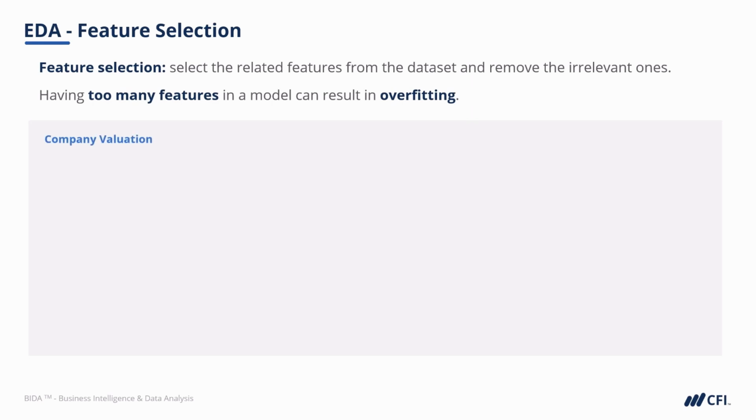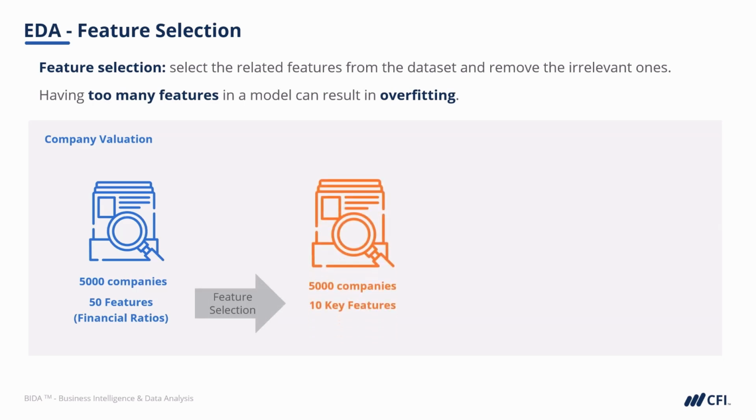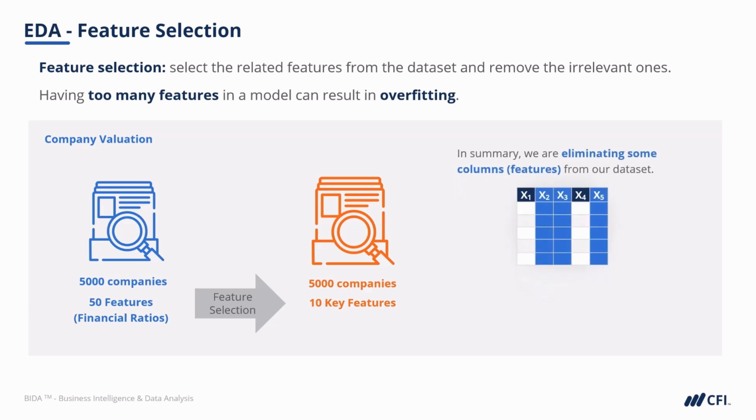Let's say we have the financial statements of 5,000 different companies in order to analyze their creditworthiness. While a lot of the data is important for analysis, some might not be needed. From a list of 50 different financial ratios which we're using as input features, maybe our feature selection process can get us down to the 10 key features which are most important in predicting company value. In summary, we're eliminating some columns or features from our dataset.